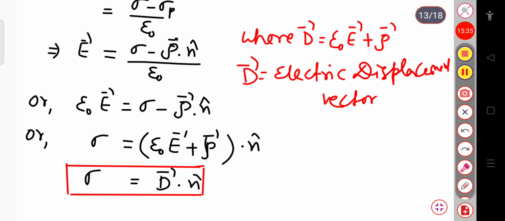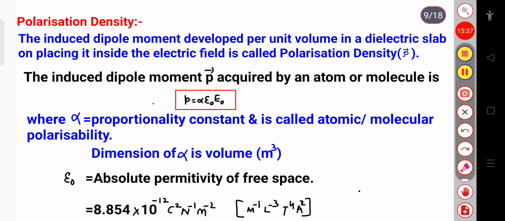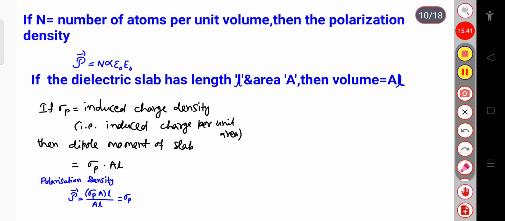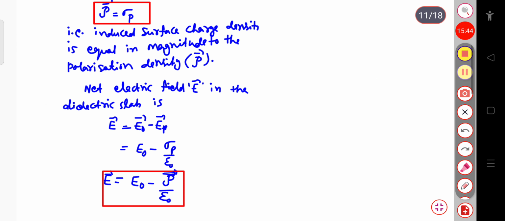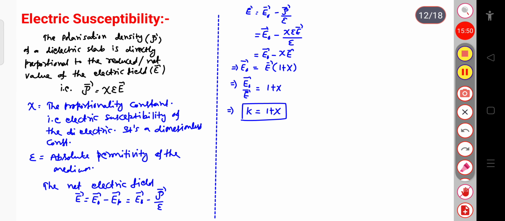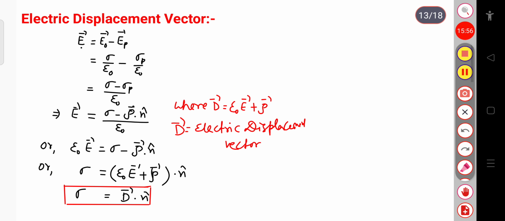So in this class we have studied the polarization density, and the relation E equals E naught minus P by epsilon naught, and also the relation K equals 1 plus chi, where chi is the electric susceptibility, and lastly the electric displacement vector, D equals epsilon naught E plus P.